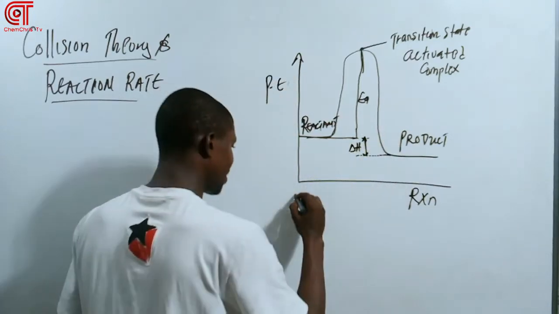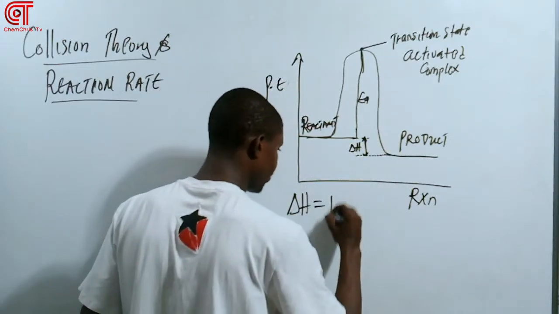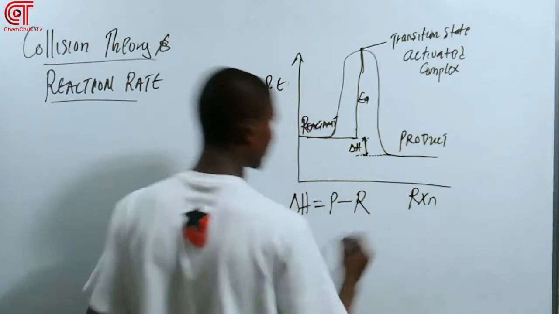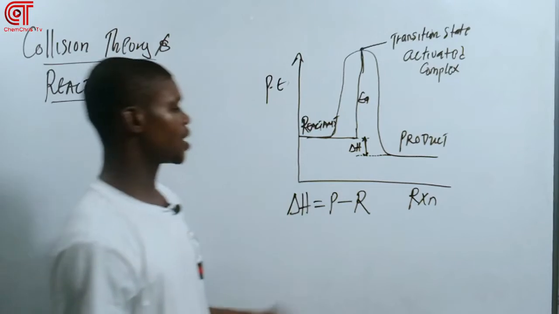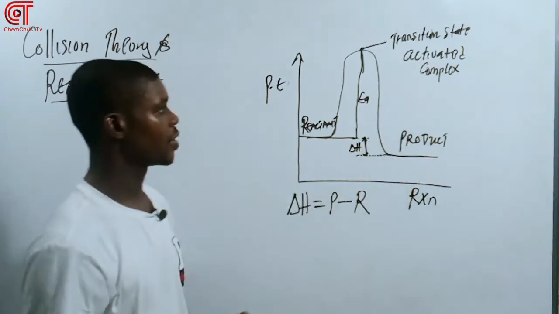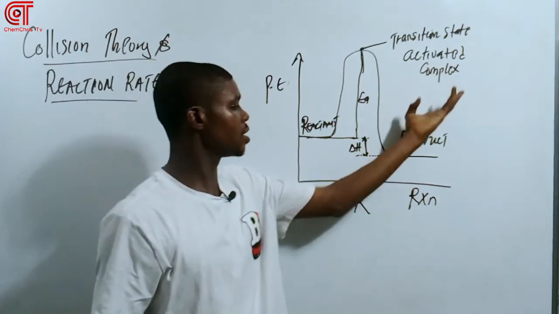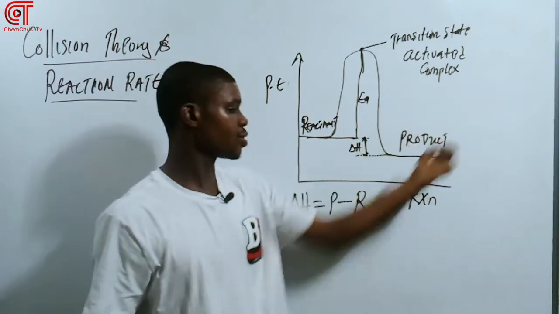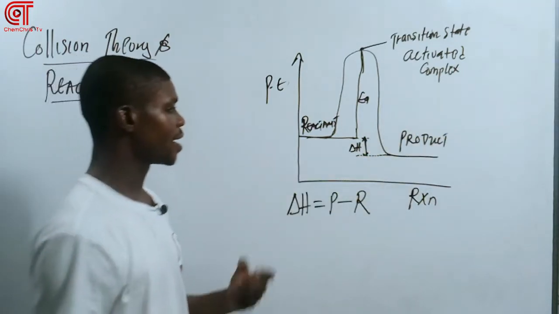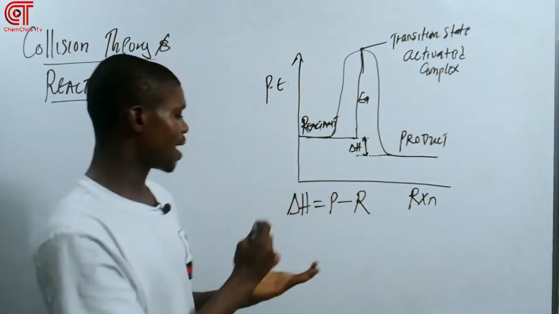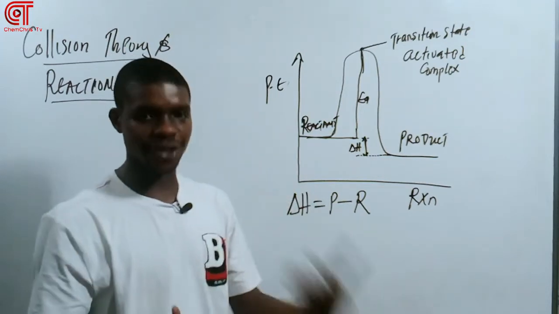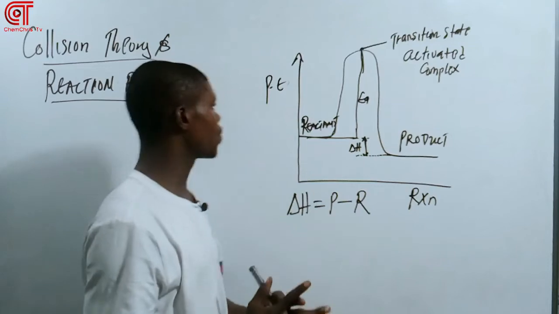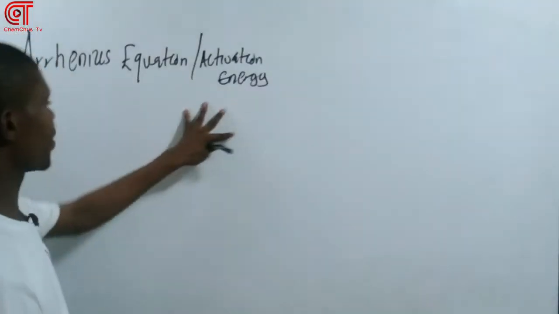So you can see that delta H equals product minus reactant. Do you understand? It's very important you understand this. This is called the energy diagram profile. From here, delta H can be positive and can be negative. That's why we have exothermic reaction and endothermic reaction.